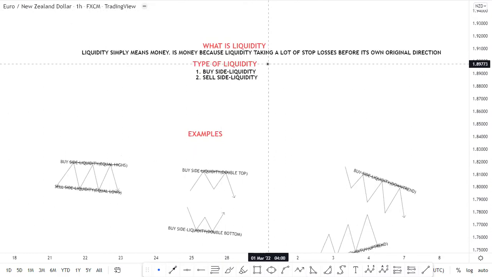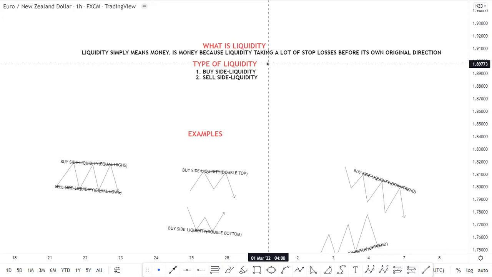liquidity takes a lot of stop losses before its own original direction, right? And then we have types of liquidity. We have buy side liquidity and then sell side liquidity.